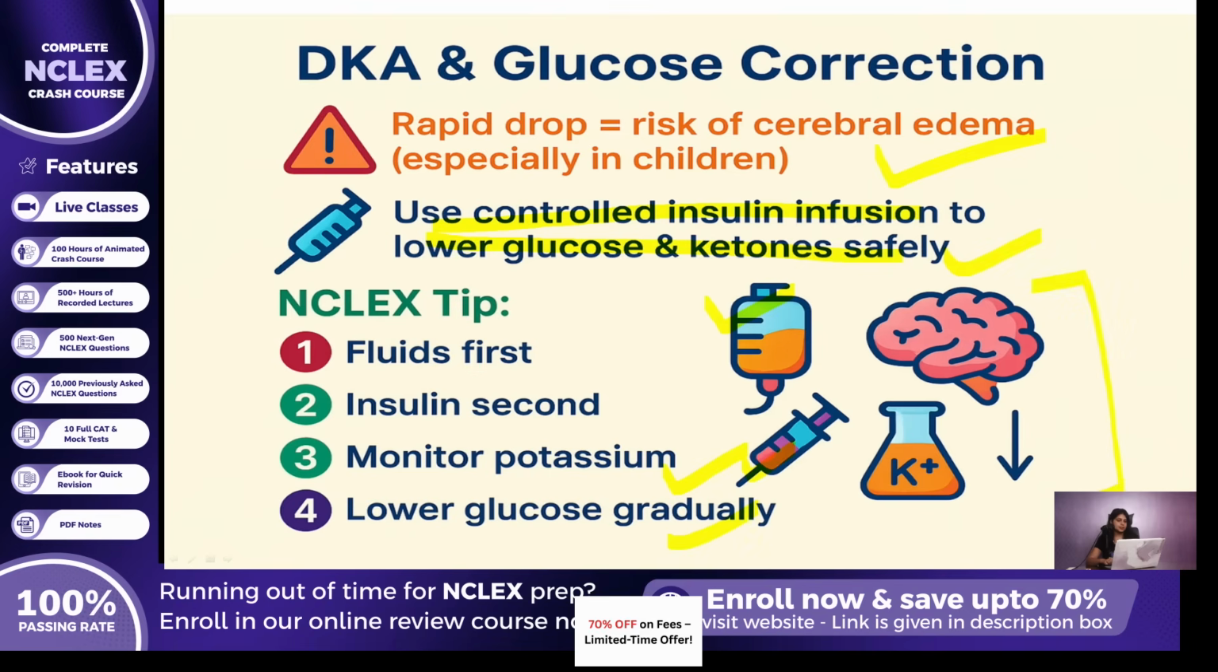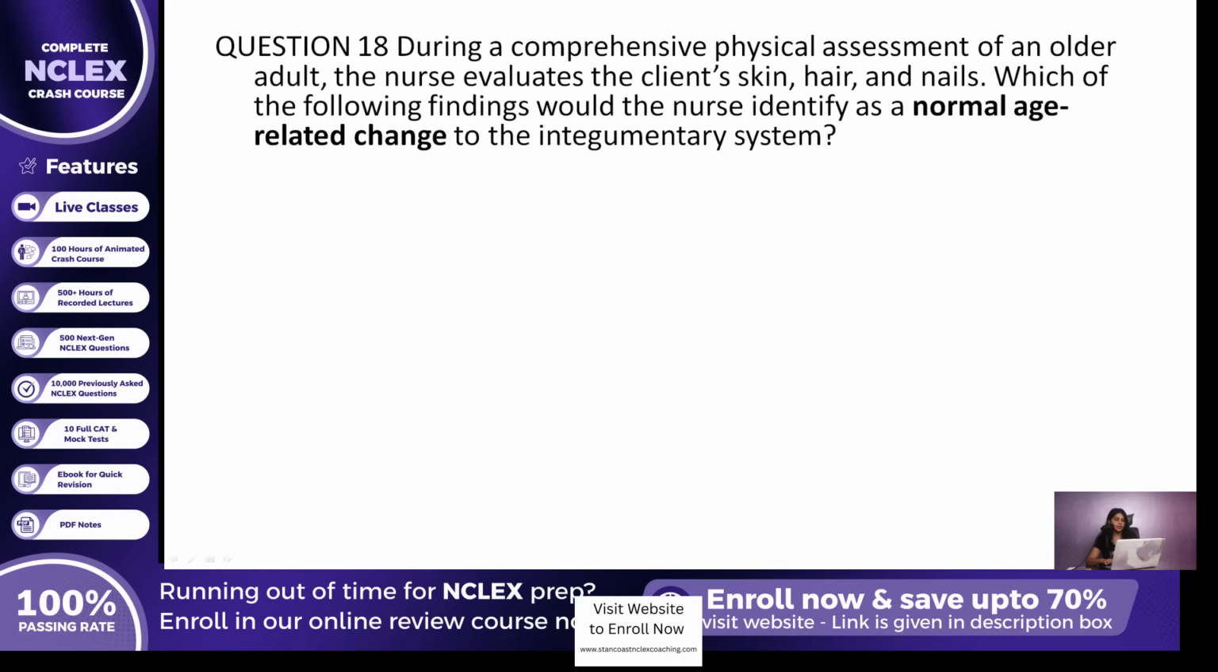Let us move on to question 18, which focuses on age-related changes in the integumentary system. During a comprehensive physical assessment of an older adult, the nurse evaluates the client's skin, hair, and nails. Which of the following findings would the nurse identify as a normal change related to aging? Here are the options. A.